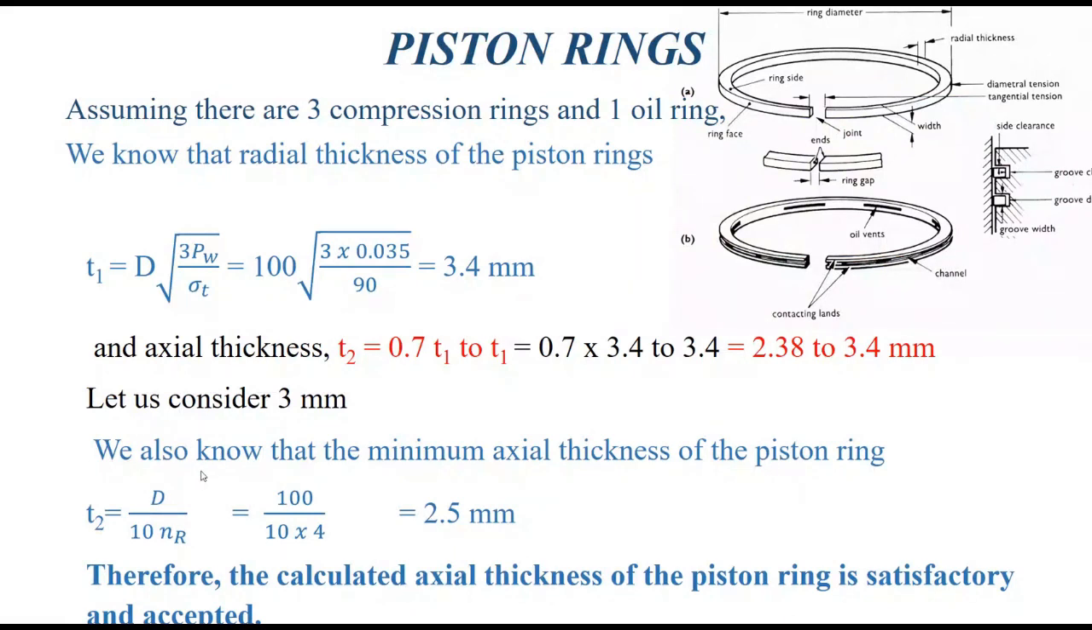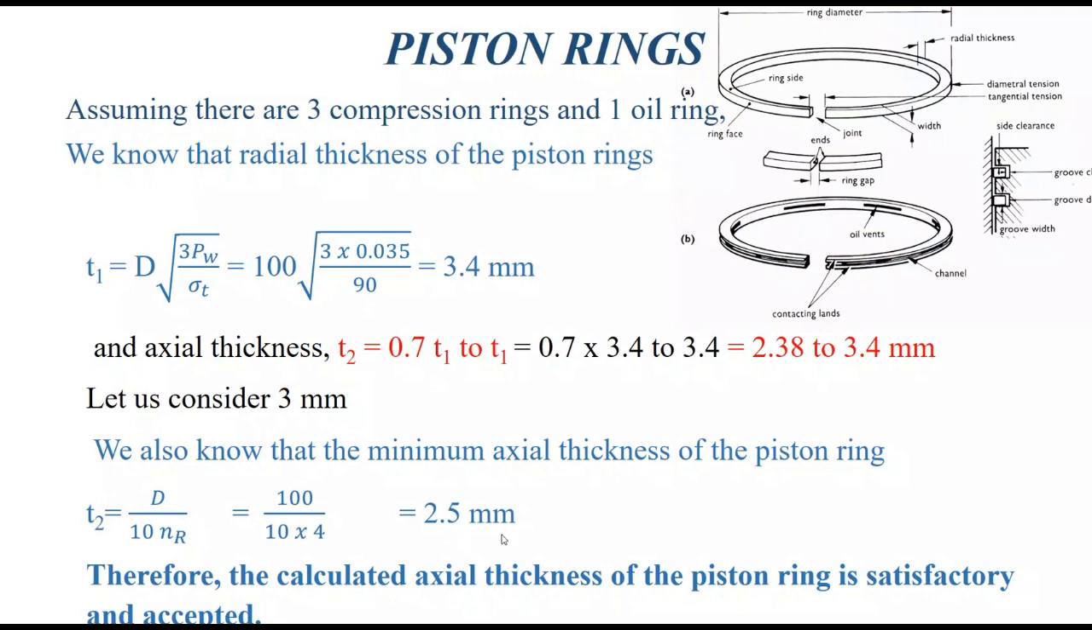Now, there is one more condition for T2. We know that the minimum axial thickness of the piston ring is also based on this particular equation: T2 equal to D by 10 NR. NR is the number of rings. D is 100 millimeter bore diameter. 10 into 4, where 4 is the number of rings, 3 plus 1 ring, 4 rings. After calculation, we have 2.5 millimeter.